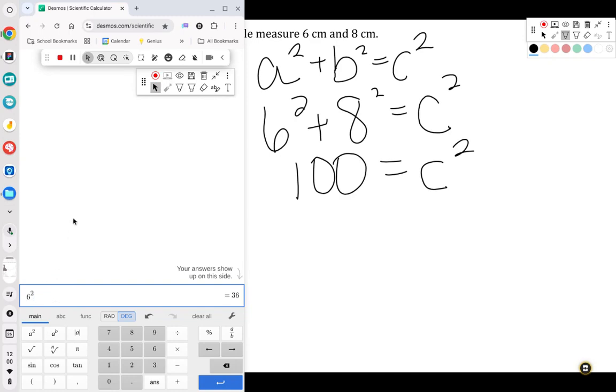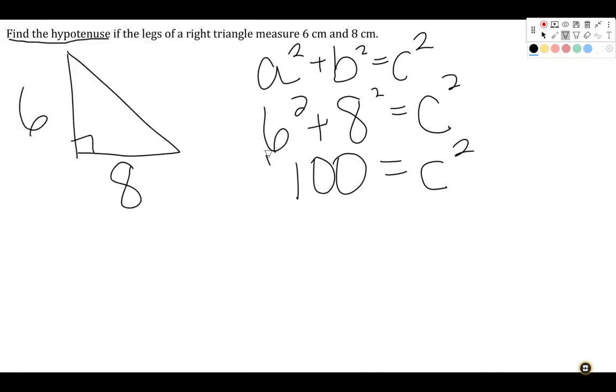So if you're just doing a simple calculator like Google, you're going to have to do one thing at a time. You're going to have to type in 6 squared, and then that's 36. And you write that down. Then you're going to do 8 squared, 64, and write that down. And then you're going to add them together, and it's going to give you 100. Okay, so one at a time if you don't use one of the approved calculators. All right, but let's go back.